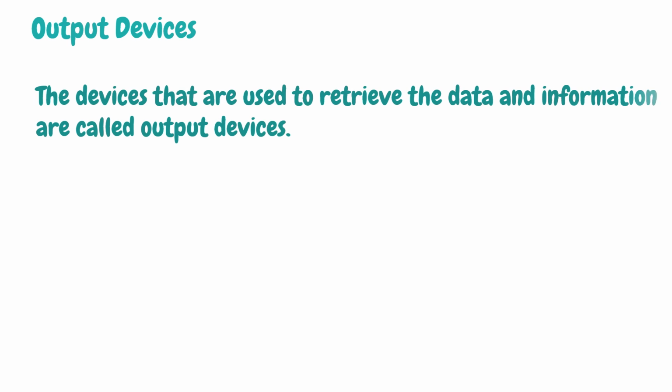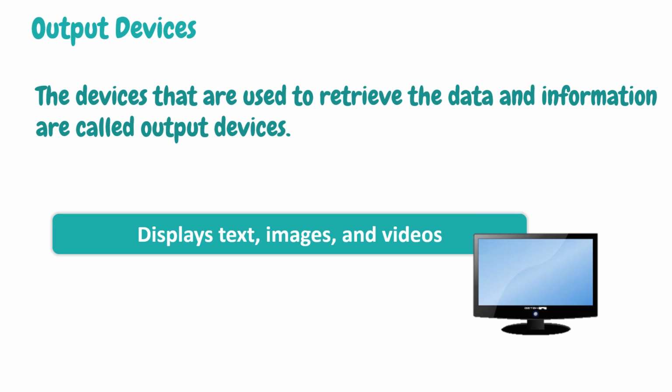Next, let's learn about output devices. Some devices are used to get information out of the computer. We call them output devices. For example, the monitor helps us to see things in a graphical view that are inside the computer. Now, how about the sound? Which device helps you hear the sound from the computer? Good, speakers.